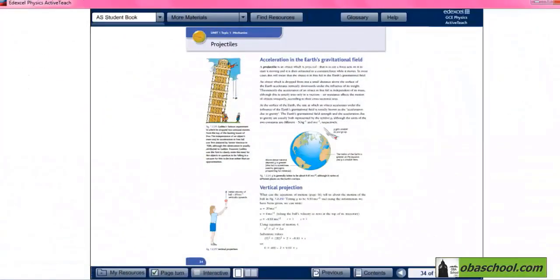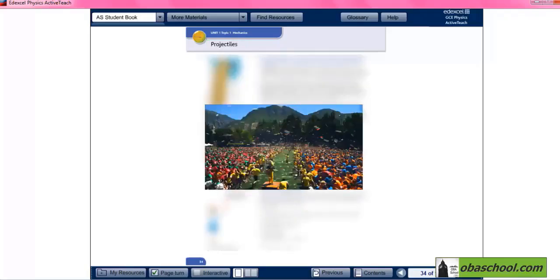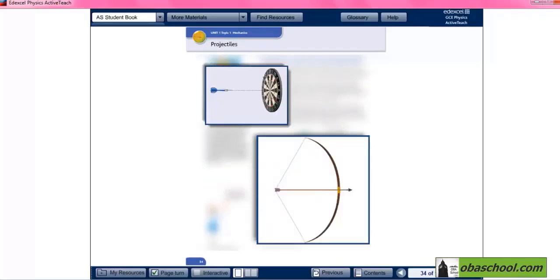Projectiles. We will learn about projectiles. From its name, we can deduce that it is an object that has been pushed, projected, or thrown from a certain point. The projectiles concept is seen in a lot of games. For example, water balloon wars, darts, bow and arrow.